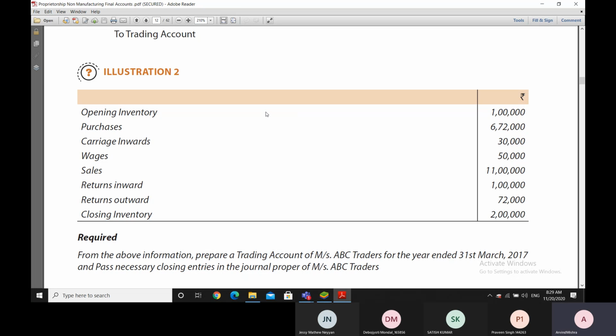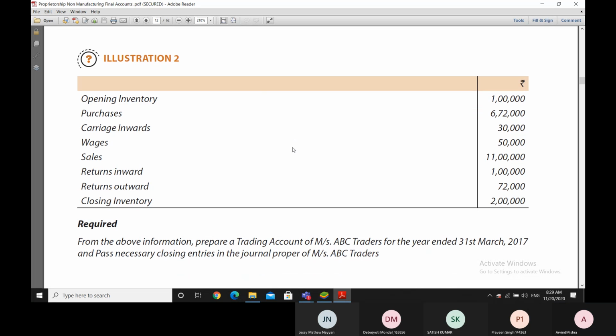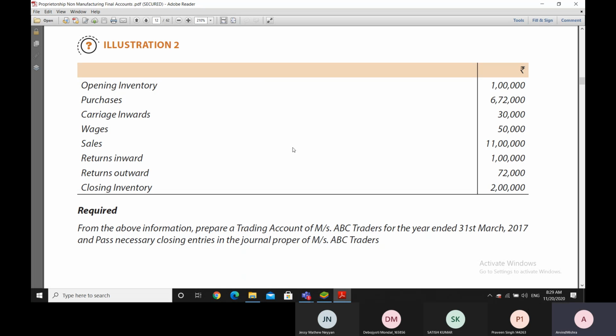Friends, we are at illustration 2, and we can see that certain details are mentioned here. And after mentioning the details, it is being said that we have to prepare a trading account of Messrs. ABC Traders, whose details these are, for the year ended 31st March 2017. And also we have to pass the necessary closing entries in the journal of Messrs. ABC Traders.